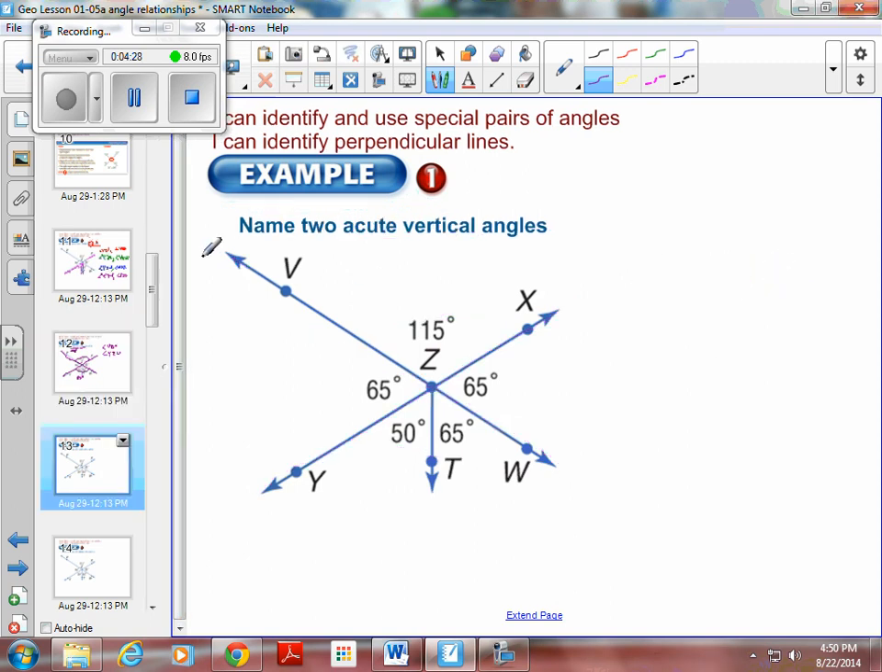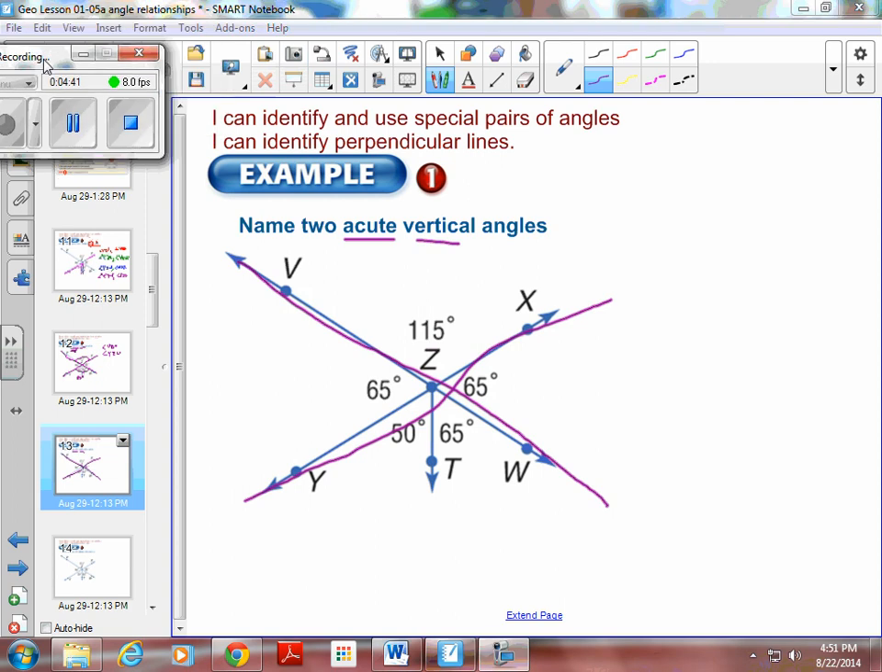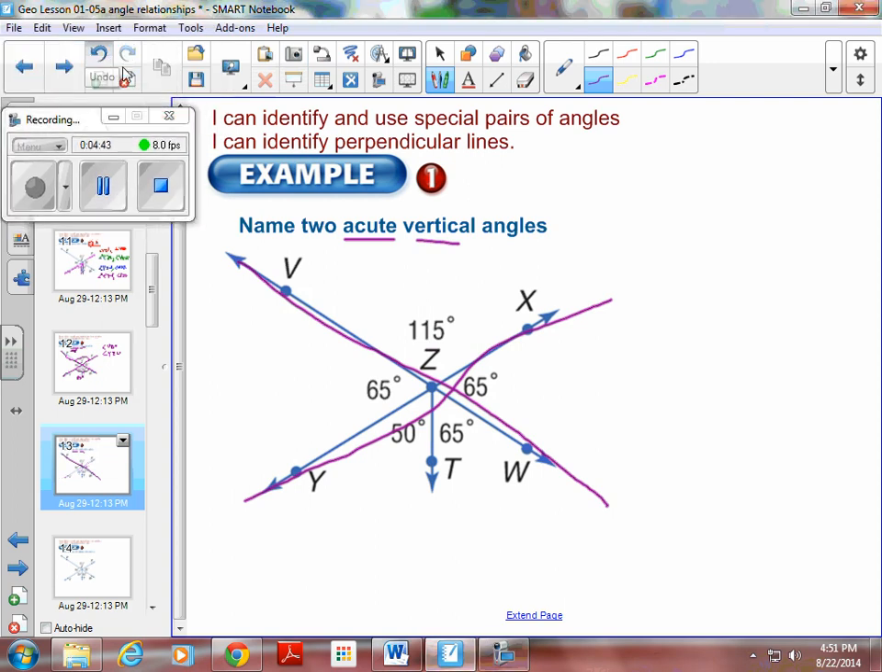Let's look at another one. How about naming two acute vertical angles? Same picture, so we still have the same vertical angles. This is our straight line. Here is our other straight line. That wasn't straight at all. Let's try that one again. There's my other straight line. That's better. So this was our 115, and these two added together gave me 115. And this is 65, and this is 65. These two are vertical angles here.